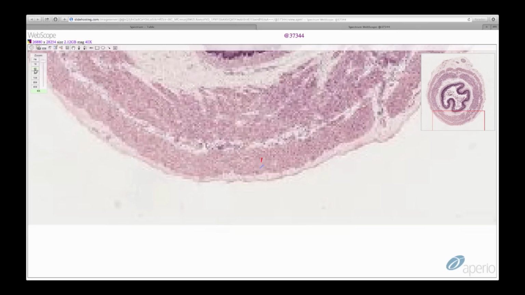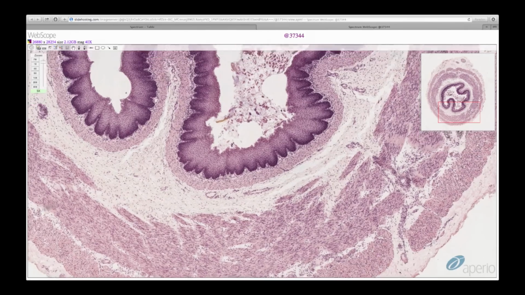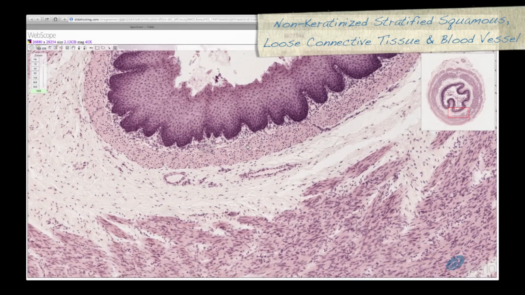Since this is the last slide, I encourage you to pause the video and find the following as a general review: stratified squamous non-keratinized epithelium, loose connective tissue, and a blood vessel.